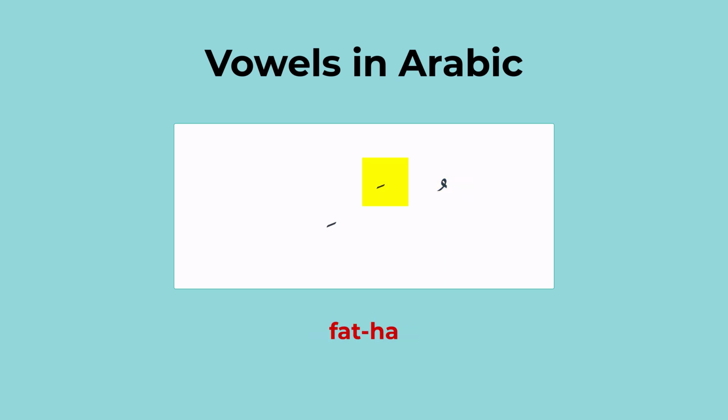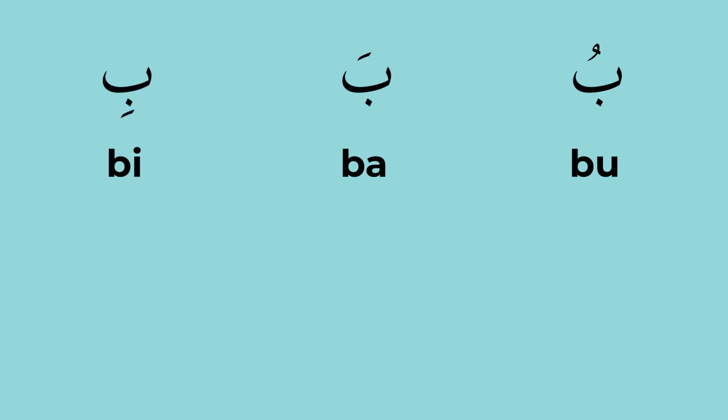Dhamma, Fatha, and Kasra. Are you with me, brother? Dhamma, Fatha, and Kasra. Now remember, these are short vowels. Okay, they are short vowels. So if I write like this, what will you say? Bu, short bu. If I write like this, what will you say? Ba, short vowel. And if I write this, then it is bi, short.